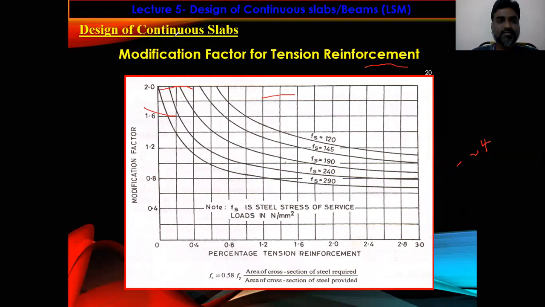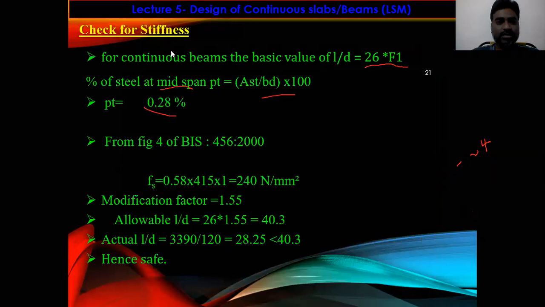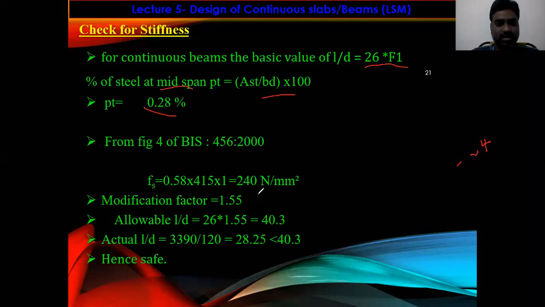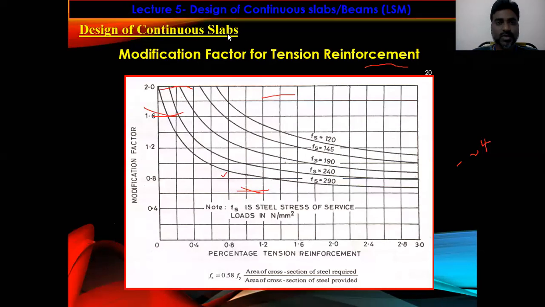So therefore, the f_s value becomes 0.58 into f_y. So that is how much we got it. I have considered the ratio as 1, right? So 240 Newton per mm square. Then the percentage of steel is 0.28 and f_s is 240. Then what is the value of the modification factor?